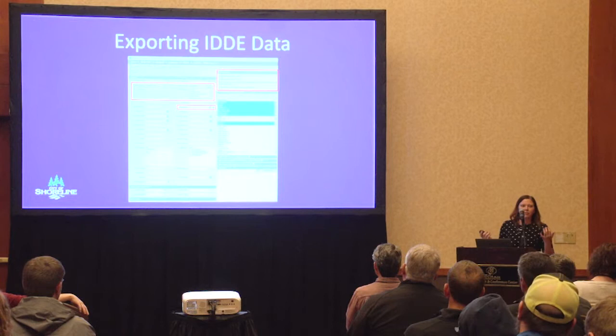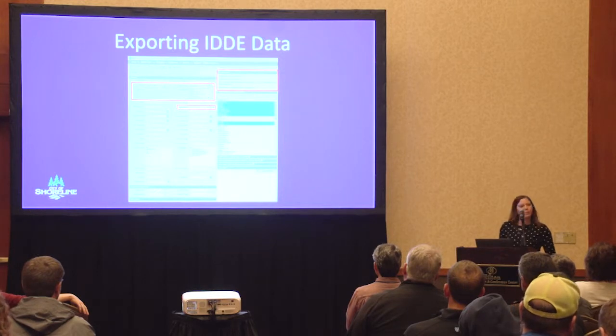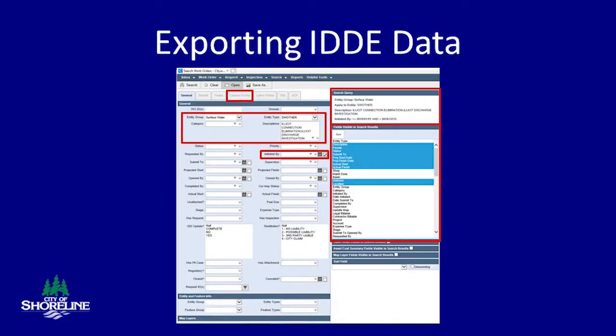So how do you get this data out of your system into Ecology when it's time to report? It's actually a really simple process as it is now. You just do a search on your work orders. You put in the parameters you want to search for, that you want to export: your illicit discharge investigation and illicit connection elimination work orders, information from your work orders. You put in the time frame. I did a search on the calendar year 2017 here.